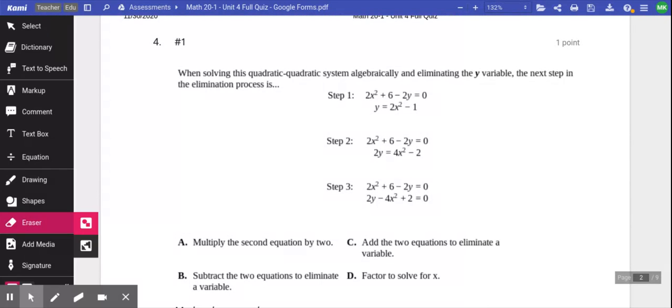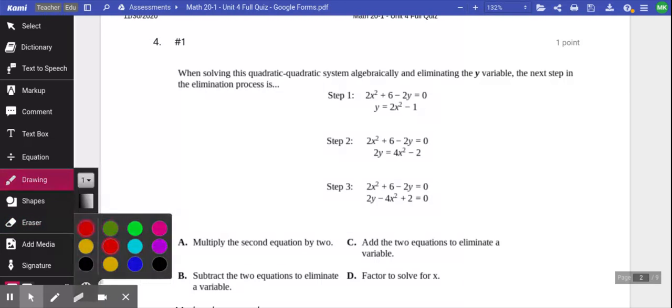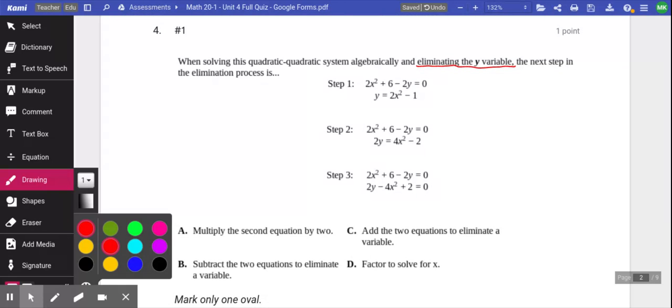This was question 1. It says when solving this quadratic system algebraically and eliminating the y value. So that y variable. That means you had to do elimination and you had to have the y variable be the thing that was going away. The next step in the elimination process is, okay, let's see what they did.